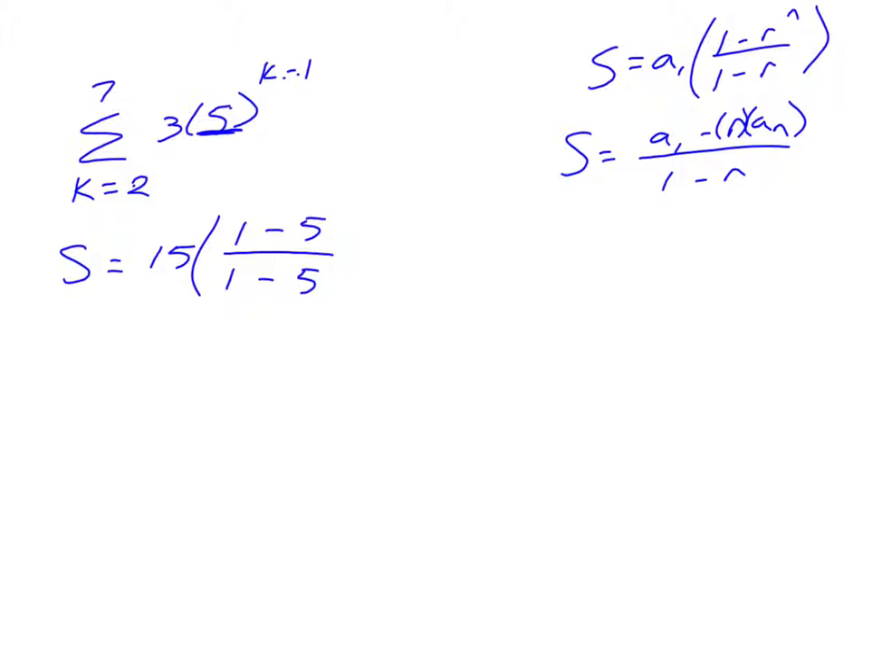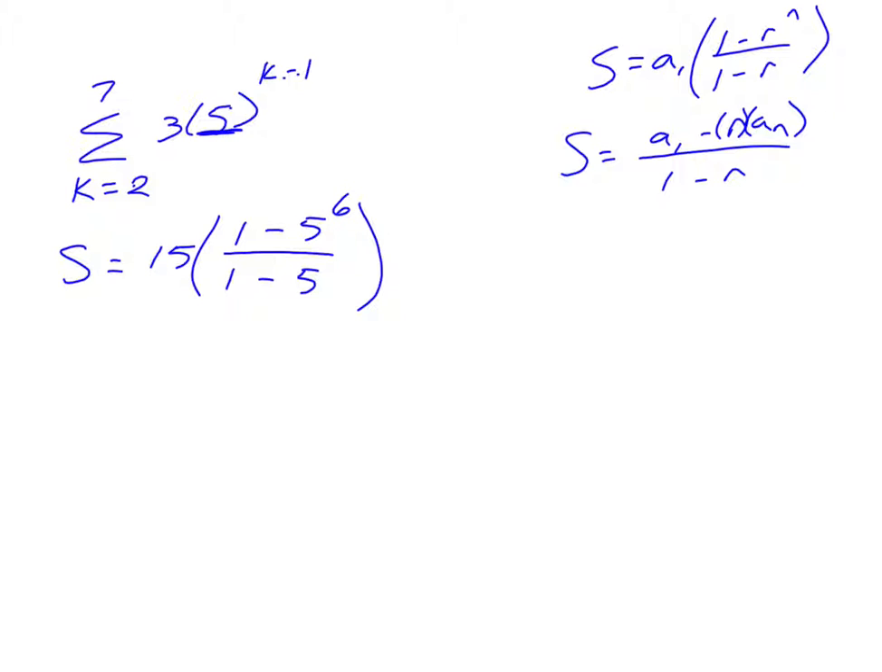Alright, and then I need n. Gage, do you remember how to find n? When it's in summation notation? Reagan, do you remember how to find n? Is it the top minus the bottom plus 1? Very good. Top minus the bottom plus 1. So 7 minus 2 is 5. 5 plus 1 gives me 6.